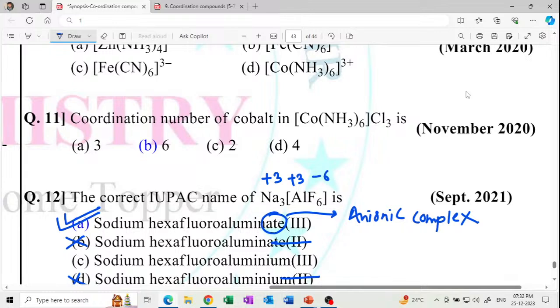Next question: the coordination number of cobalt in the complex. What is the coordination number of cobalt? 6. So this is the coordination number 6. Octahedral complex. This is an octahedral complex.